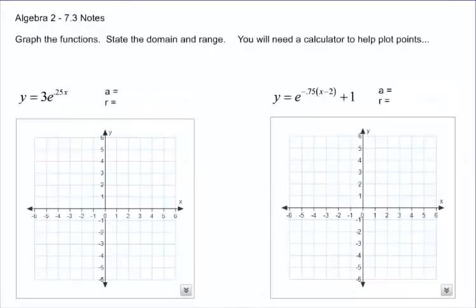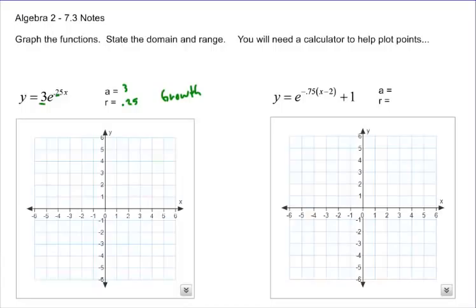All right, so let's look at some graphs here of exponential functions. And right off the bat, we want to find a and r. And a is that number in front, r is the number up top. So my a in this case is 3, my r is 0.25. So this is a growth function. Okay, they're both greater than 0.